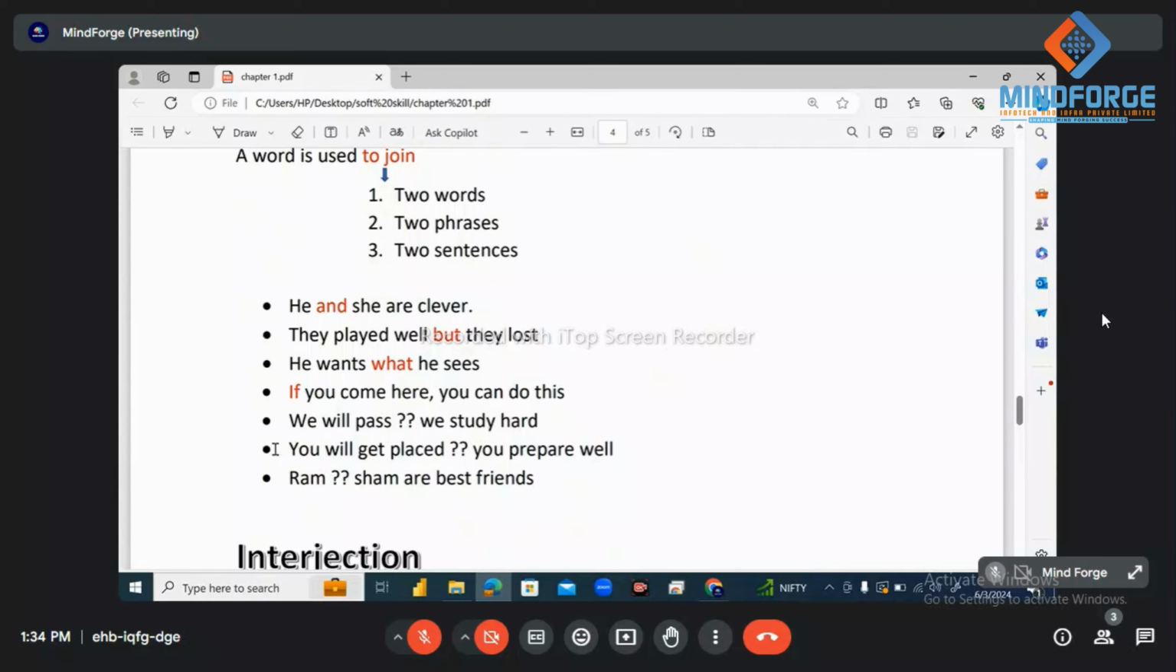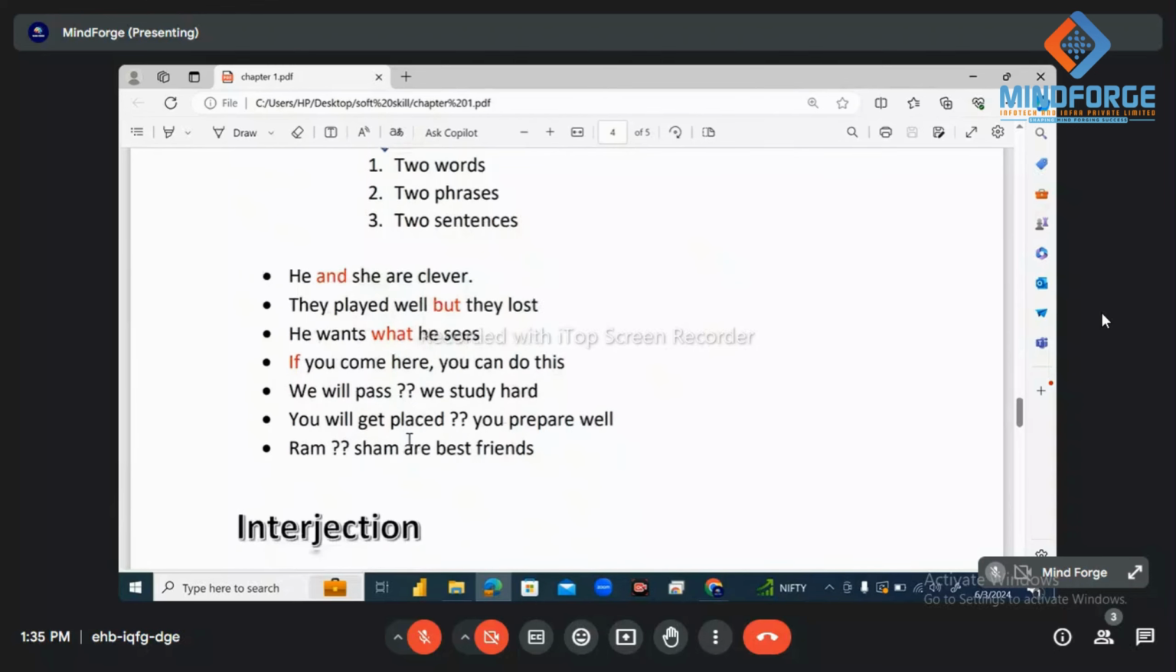For example, he will pass. What if I use what here? He will pass what we study hard. Will it complete this sentence? No. He will pass and we study hard? No, it is also not matching. Then, he will pass if we study hard, right? So this is the perfect one. This is how you should see it, by putting multiple conjunctions over there.